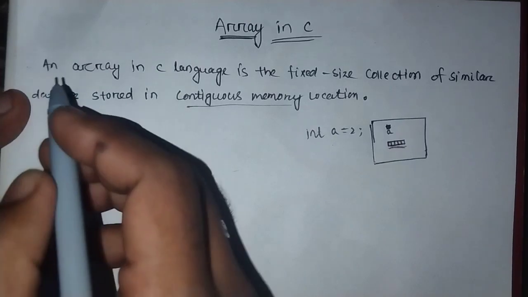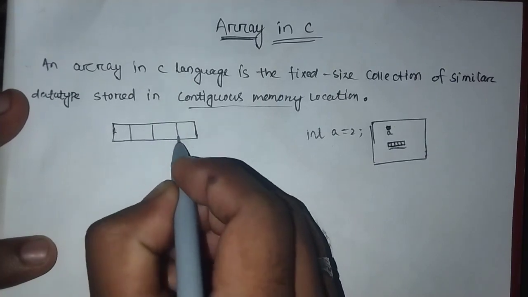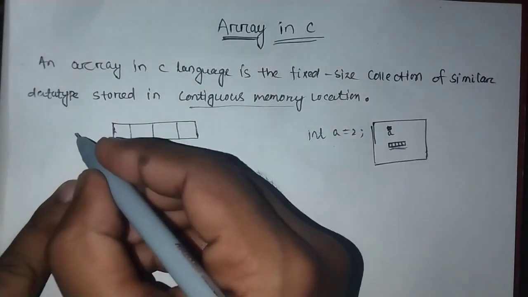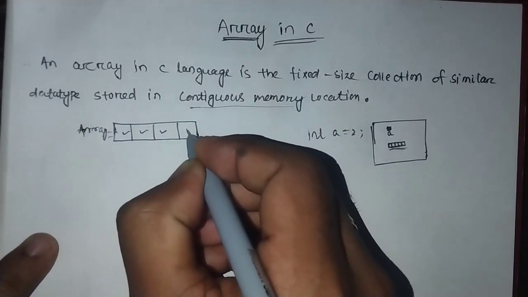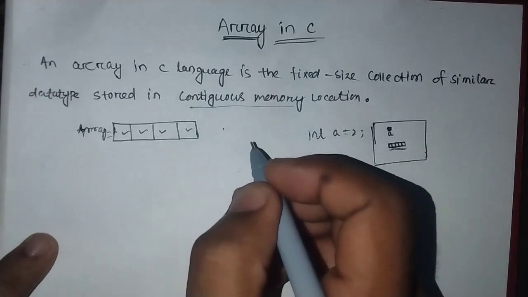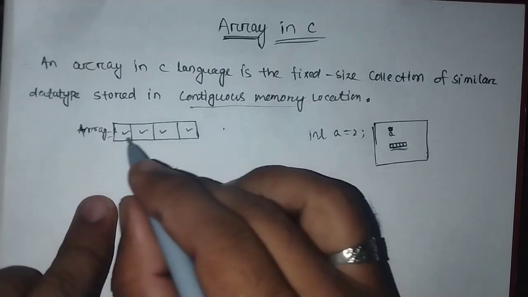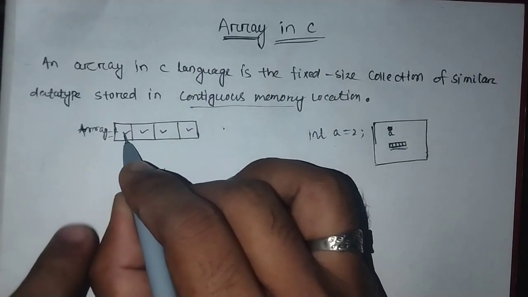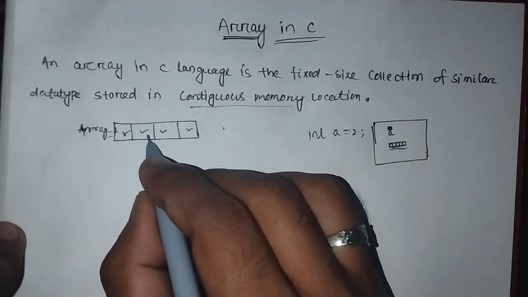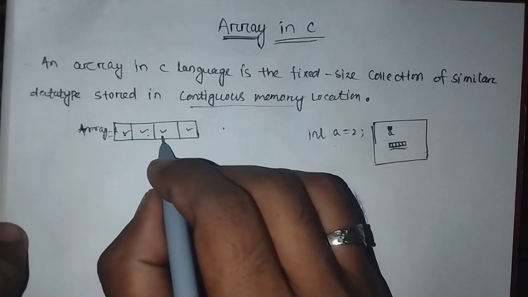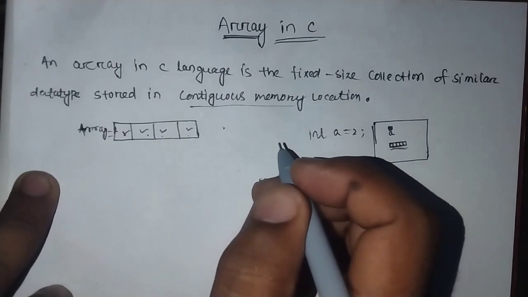Again I am saying that when we declare an array, the values in it may have different values, but they must be of the same data type. If the data in the first location is of integer type, then the second one must be of integer type, and the third one and the fourth one and the nth one. So this is all about the array's definition.